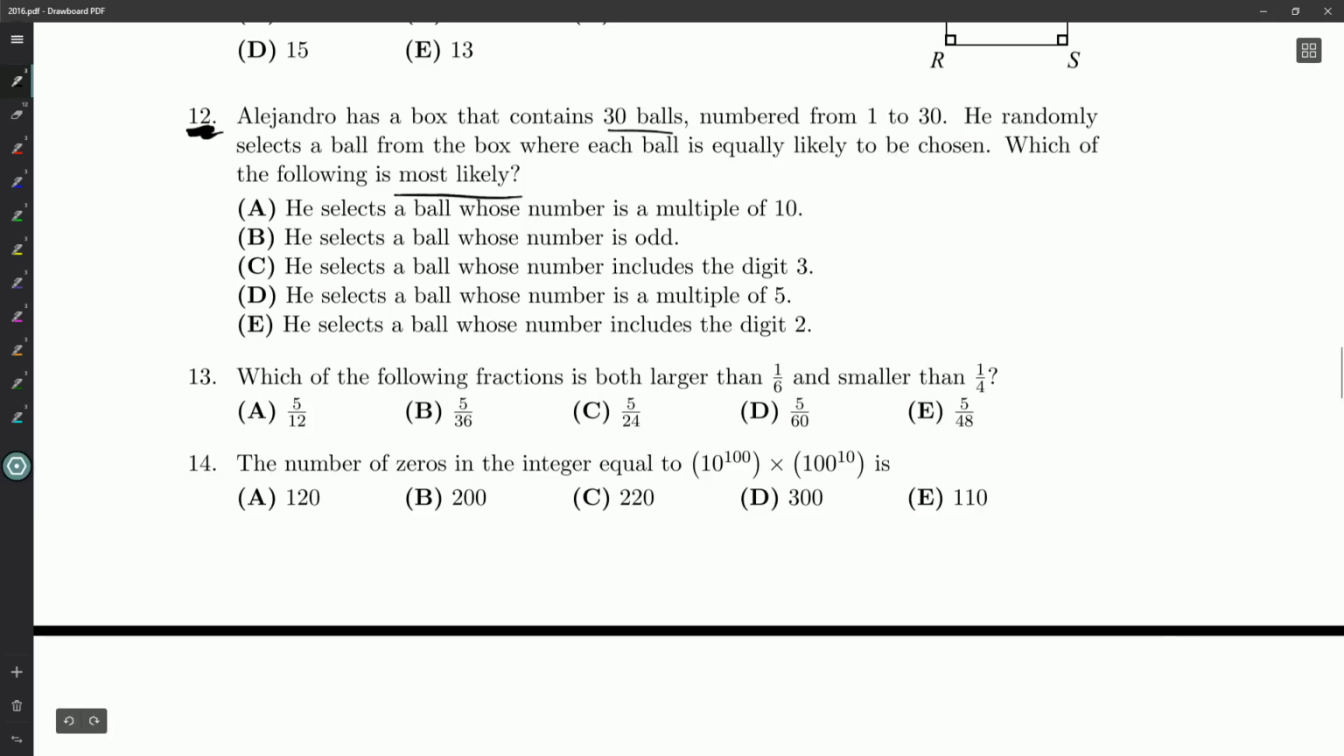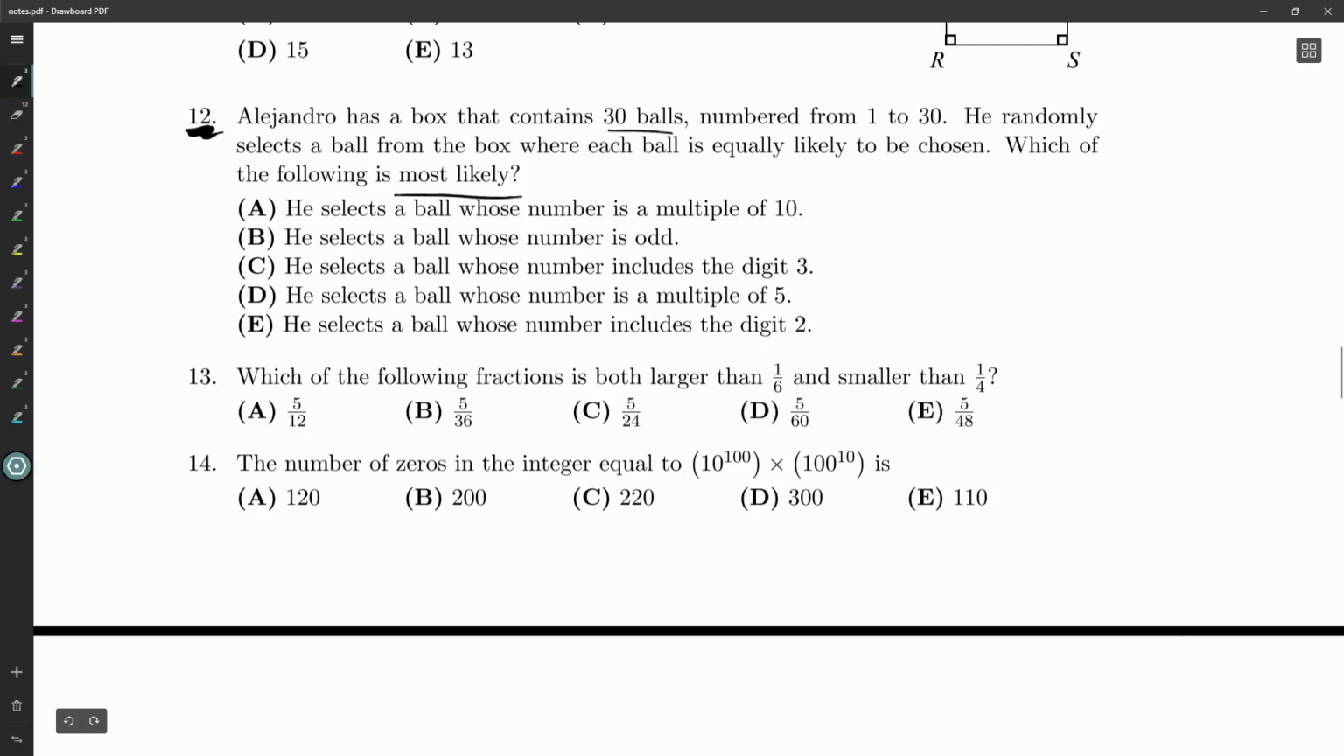So A, he selects a ball whose number is a multiple of 10. B, he selects a ball whose number is odd. C, a ball whose number includes the digit 3. D, he selects a ball whose number is a multiple of 5. E, he selects a ball whose number includes the digit 2.